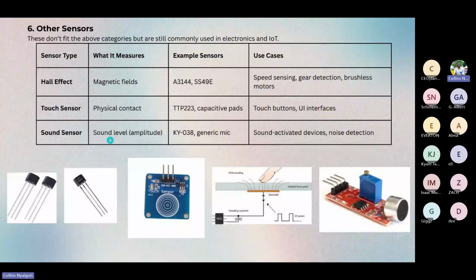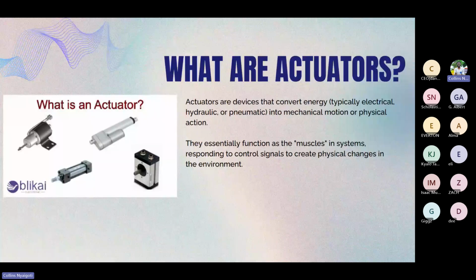What are actuators? We have looked at sensors, so now we move to actuators. Actuators are like the opposite of sensors. Sensors convert physical properties to electrical signals, so actuators are the opposite. These are devices that convert energy, typically electrical, hydraulic or pneumatic, into mechanical motion and physical action. So they essentially form the muscle of a system.